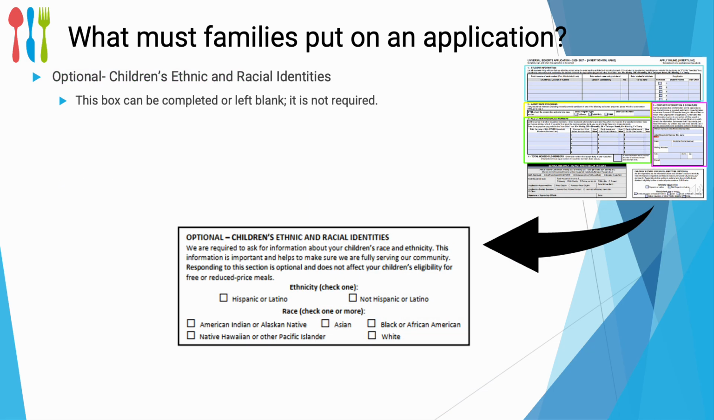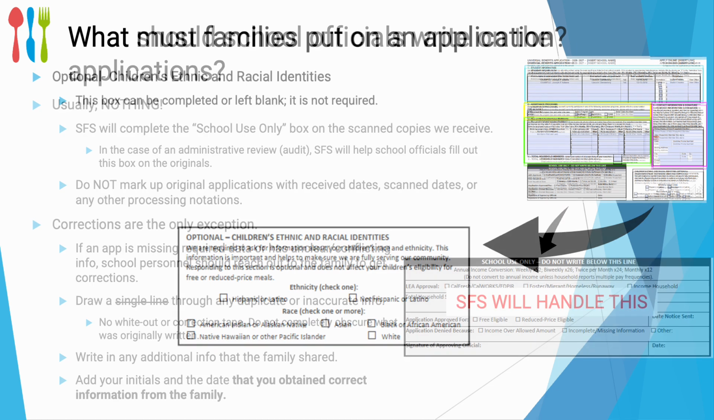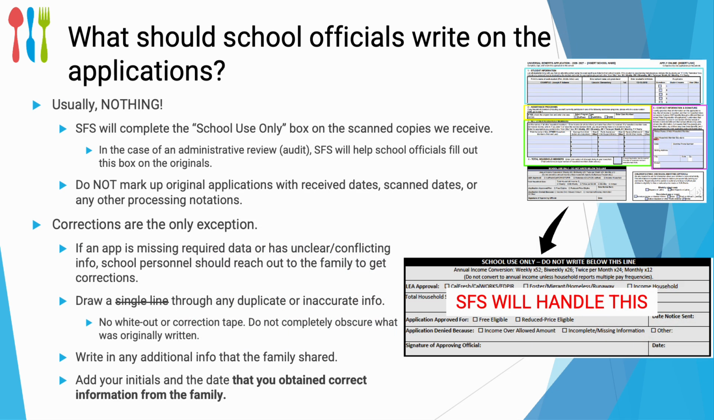There is also another optional section to report children's ethnic and racial identities. They can fill it in if they want, or they can leave it blank. There's a section at the bottom that says school use only, but you guys do not need to write anything on the applications. You do not need to complete that school use only box. We will do that for you. In the case of an audit, we will help you fill that out on the original form.